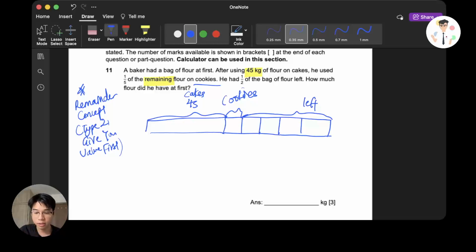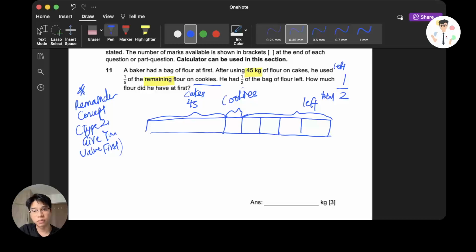Now, look at here. He had 1 out of 2 of the bag of flour left. Now, if I say I have 1 out of 2 of the flour left, it means that this 1 is supposed to be left, or this 2 is supposed to be left. This means that the 1 is left. The 2 is the original total. Correct.